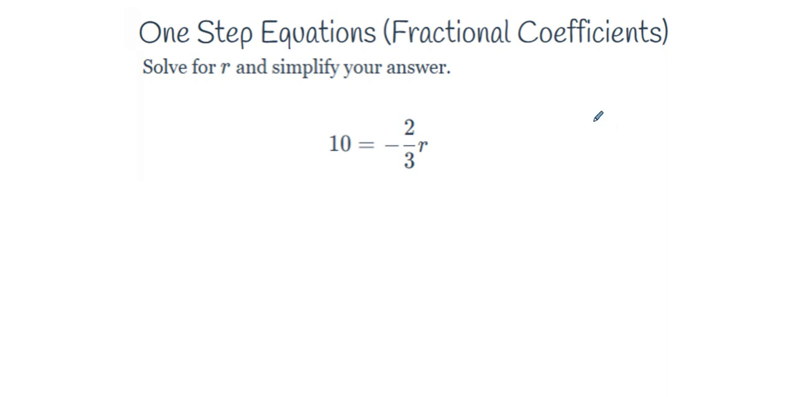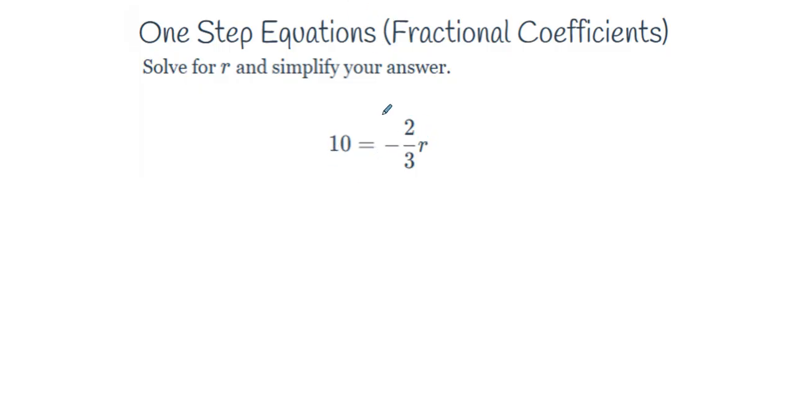One-step equations, fractional coefficients. Okay, so coefficient is the number that's directly in front of the variable. So in this case, it's a fraction. So yeah, here we go. Solve for r and simplify your answer. So step one, write the equation 10 equals negative 2 over 3r. Please keep in mind that it's negative 2 over 3 multiplied by r.